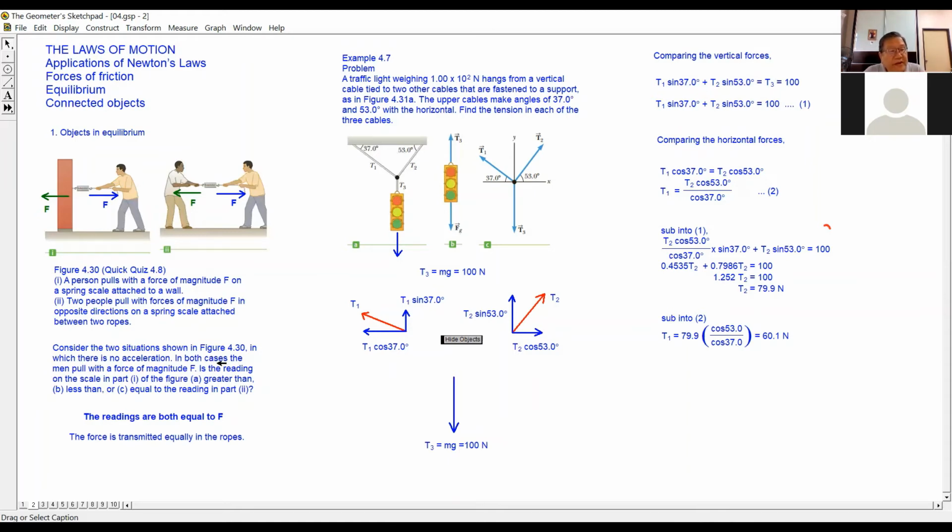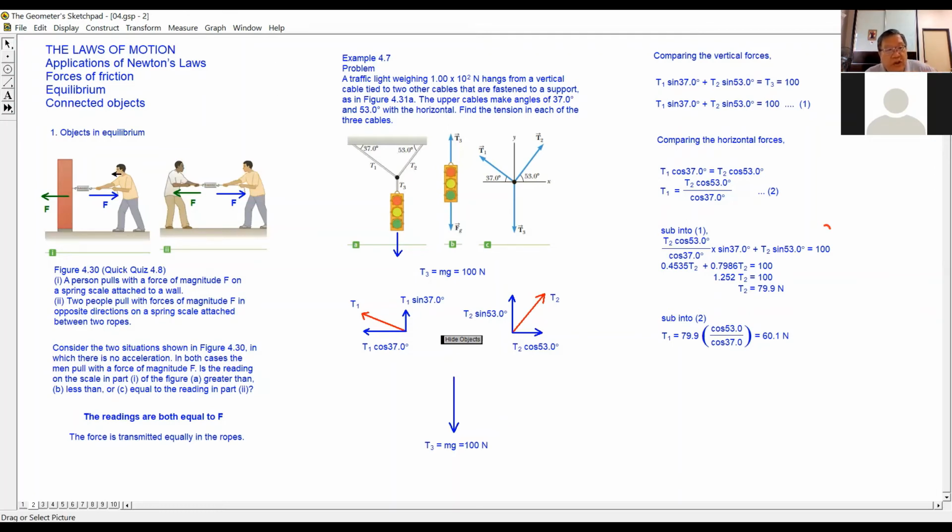In both cases, the man pulled with a force of magnitude F. Is the reading on the scale in part 1 of the figure greater than part 2? Or is it less than part 2? Or is it equal to the reading in part 2? Now they are comparing the two diagrams. It is not within the same diagram.